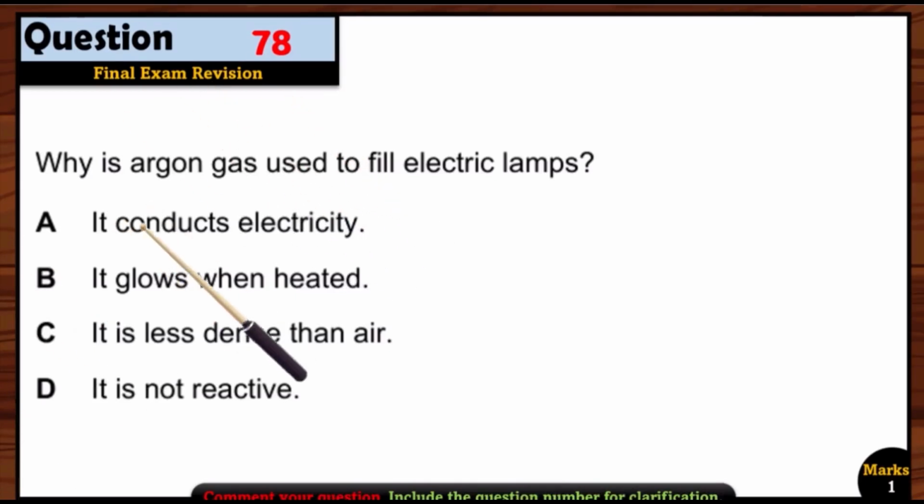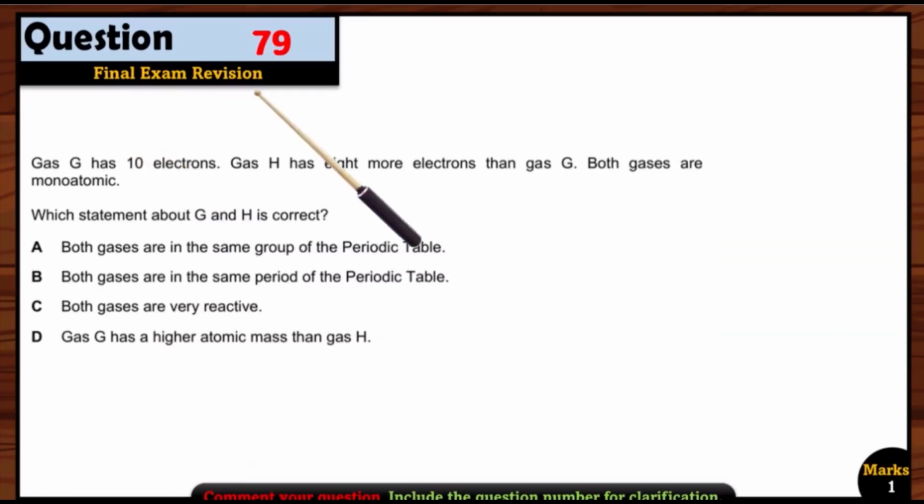Question 78. Why is argon used to fill electric lamps? Because it is not reactive. Okay, so option D is right. Question 79. Gas G has 10 electrons. Gas H has 8 more electrons than gas G. Both gases are monoatomic. Which statement about G and H is correct?